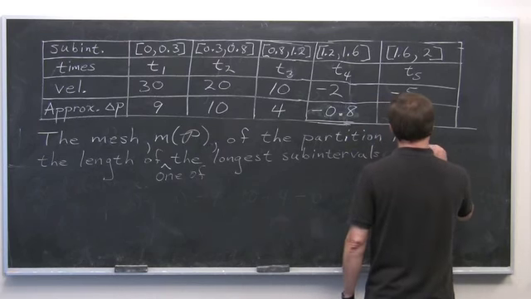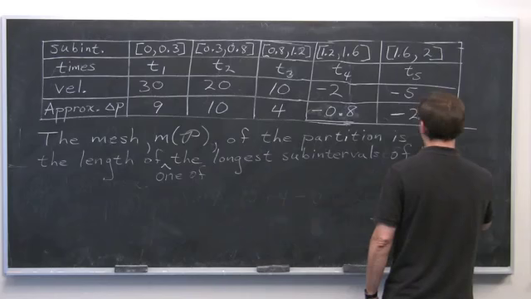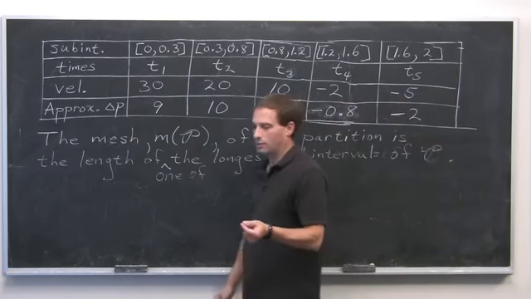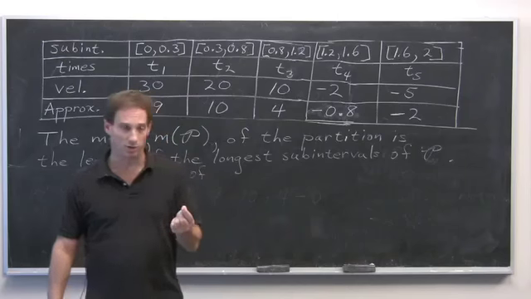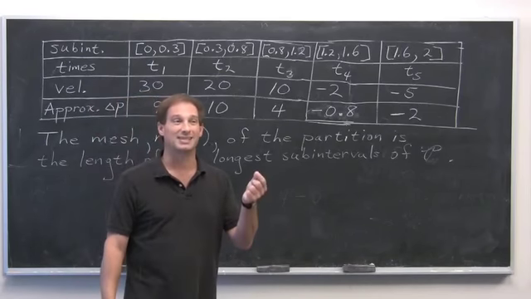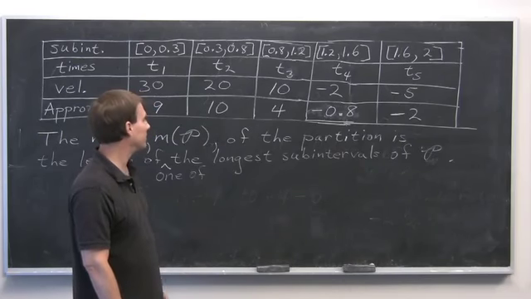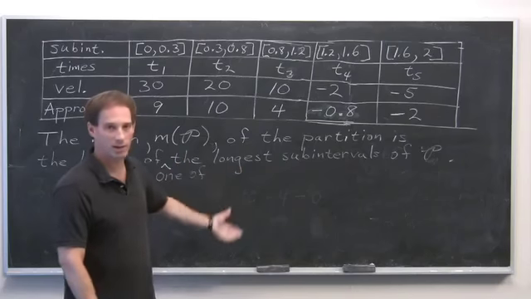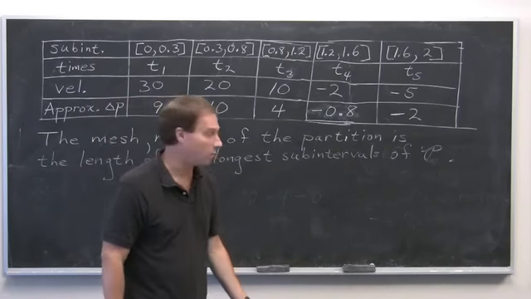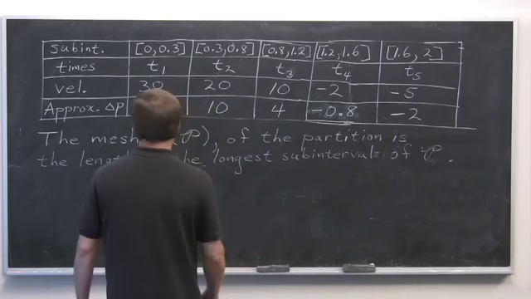Okay. The point of this is that saying the mesh is small, so saying it's less than some delta, implies every subinterval has length less than delta, because you've said the biggest one has length less than delta, so they all must. That's the mesh.